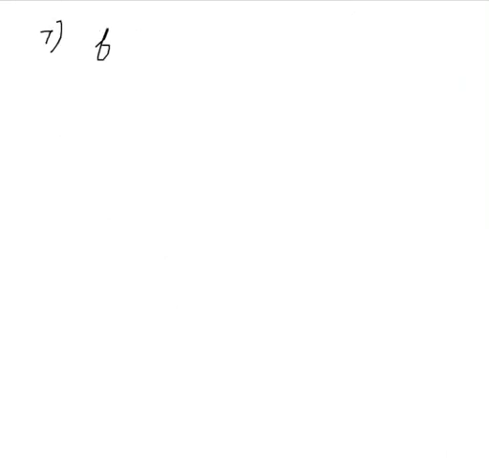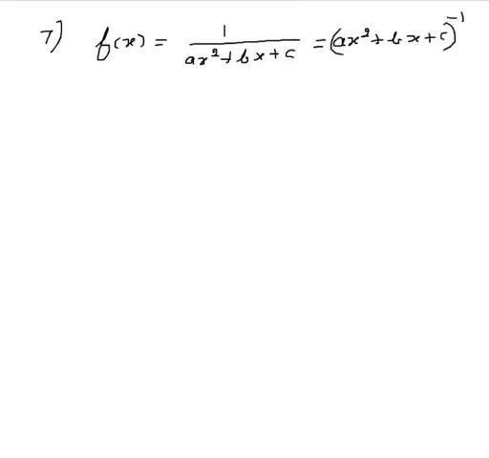Question 7. Let f of x be 1 divided by ax square plus bx plus c. For this we may use quotient rule, or we may write this as ax square plus bx plus c whole raised to minus 1 and use chain rule.